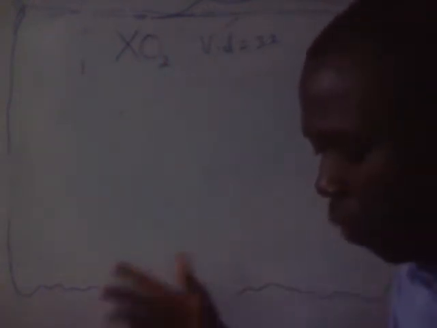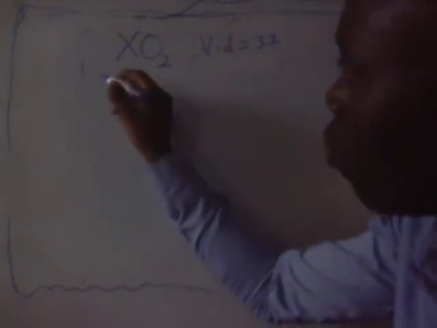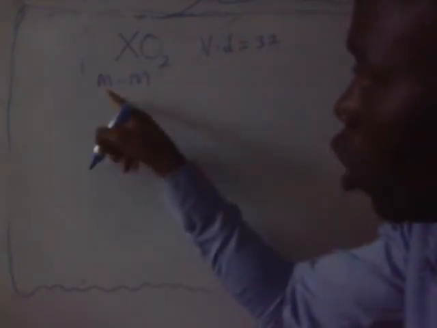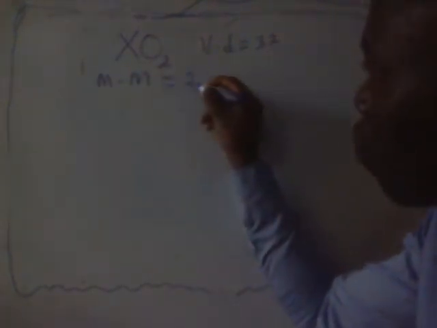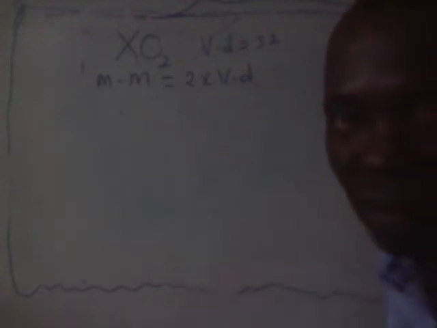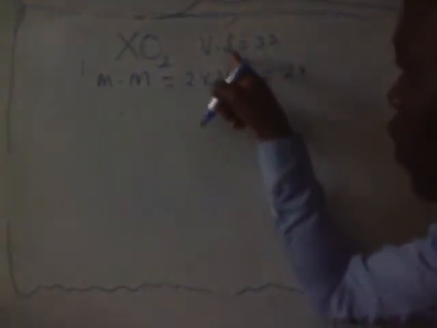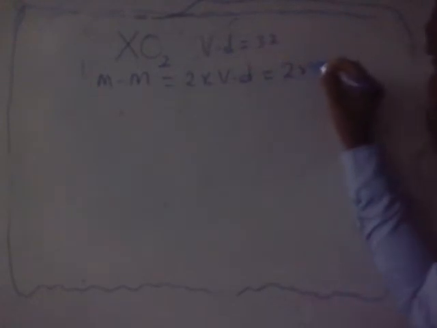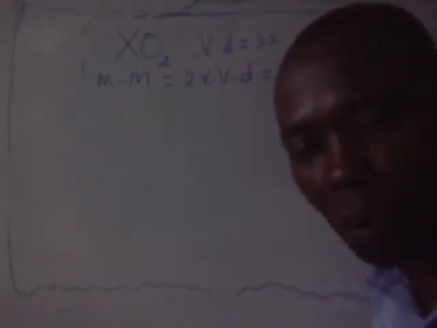The formula I'm going to use, since it's a gas, is molecular mass equals 2 times vapor density. So 2 times vapor density, which is given as 32, gives us 64. So the molecular mass becomes 64.